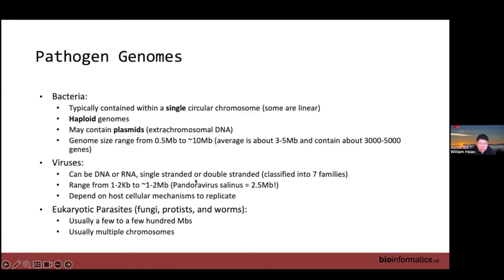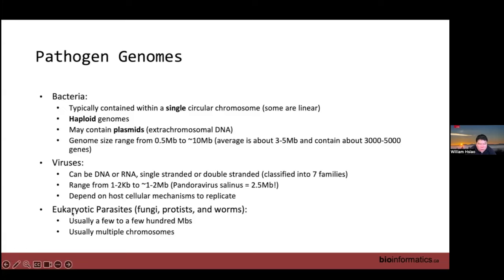They can be single stranded or double stranded. And they're classified into seven families. It's called the Baltimore classification. They're also usually much smaller than bacterial genomes, from 1 to 2 kilobases to 1 to 2 megabases in size. And they're dependent on host cellular mechanisms for replication.